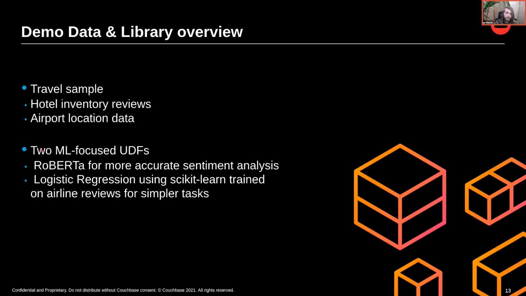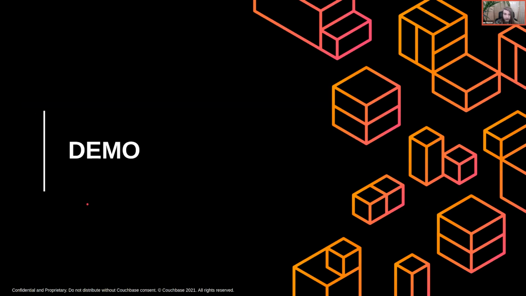And then for the UDFs, there'll be some really simple ones. But two of them are slightly more complicated. One of them is a UDF that calls this machine learning model called Roberta. It does a lot of things, but we're just going to use it for sentiment analysis here. And then there's going to be another one that'll be kind of for illustrative purposes, just a logistic regression in scikit-learn that was trained using airline reviews. And so with that, let's go to the demo.